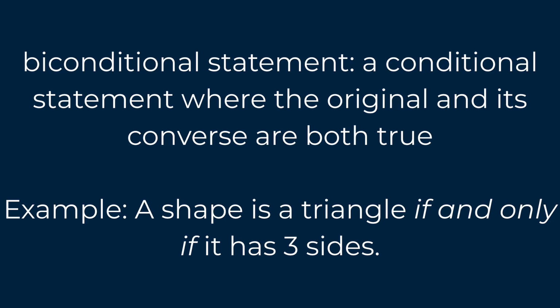A shape is a triangle if and only if it has three sides, because if it doesn't have three sides, then it is not a triangle. And if a shape is not a triangle, then it does not have three sides.